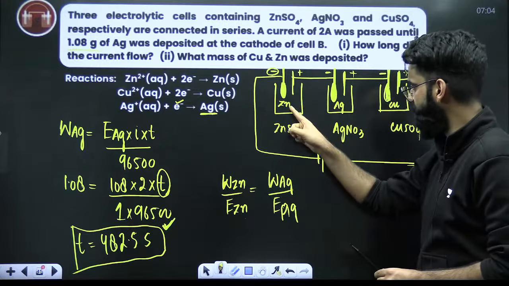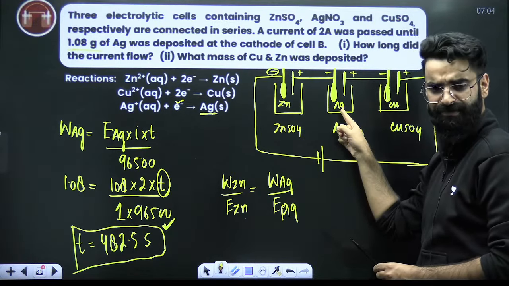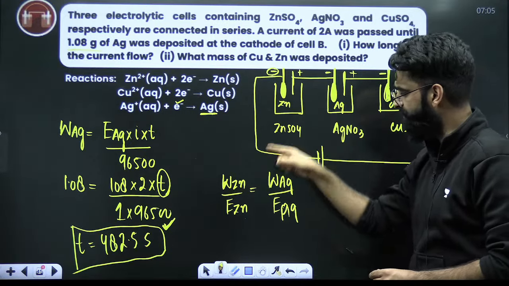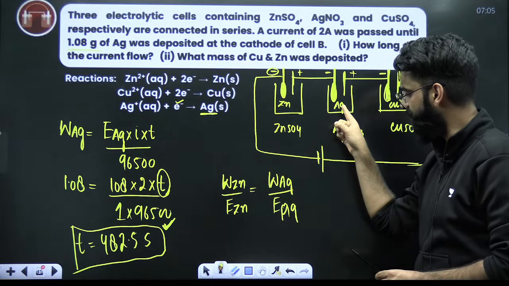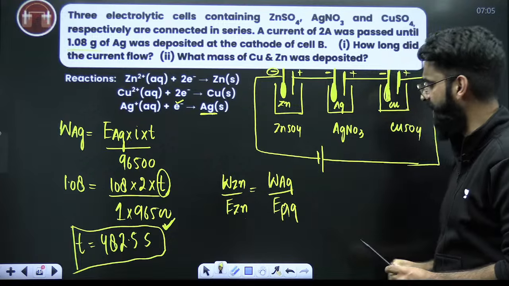Right? Gram equivalence of zinc deposited should be equal to gram equivalence of silver deposited. Correct? Gram equivalence of zinc deposited is mass of zinc deposited divided by equivalent mass of zinc. Gram equivalence of silver deposited is equal to mass of silver deposited divided by equivalent mass of silver.